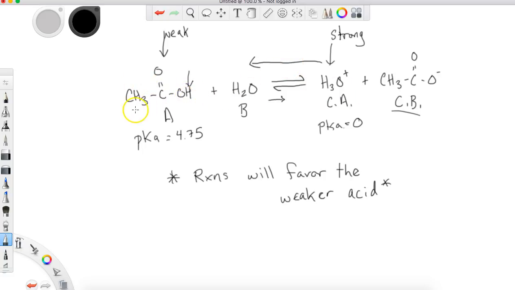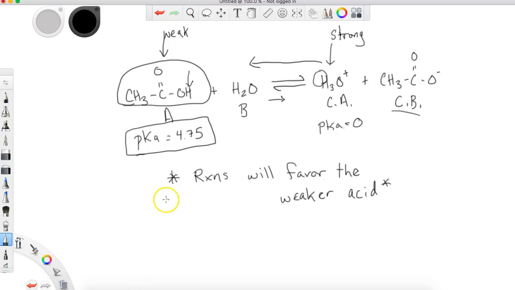So that means that primarily the acetic acid is what we would find, and only a very small amount of the H3O+ is going to be found in this equilibrium or in this solution. So hopefully that makes sense. It's the weaker acid, the higher pKa, that is going to be favored in these solutions.